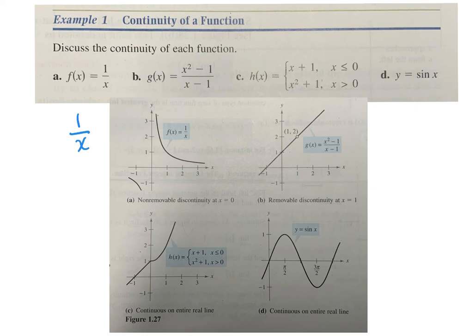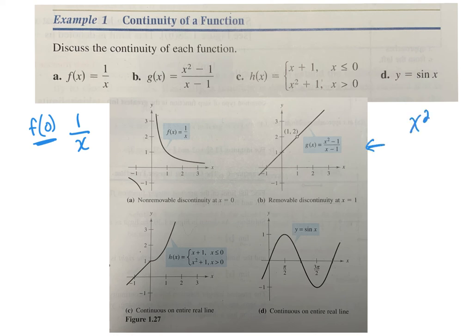So is it continuous at zero? No. Can you define this function at zero? It is not continuous. It doesn't meet this first qualification. You cannot define that at zero, right? So that's the first qualification for continuous. Can I define it at every single point? No, I can't. Let's look at this next one right here.